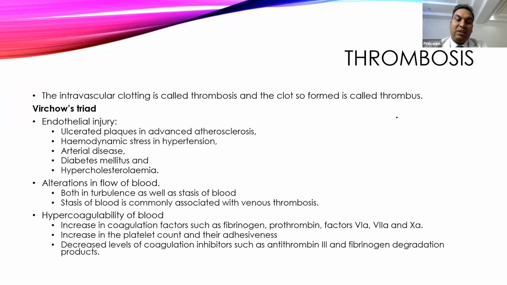The next mechanism is alteration in the blood flow. So whenever there's increased turbulence of the blood flow, that will lead to activation of the clotting factor, or if there is decreased blood flow, stagnant blood flow, that will also usually cause the activation of the clotting factor. So both mechanisms work, but in different places. Increased turbulence mostly works on the arterial side, while decreased blood flow mostly works on the venous side.